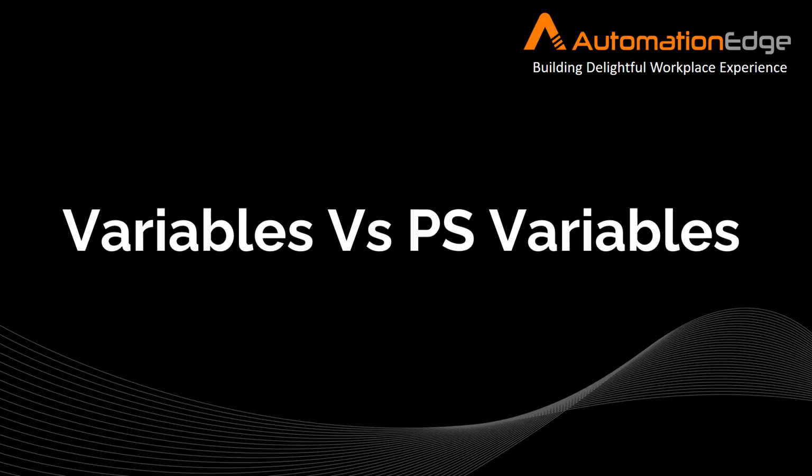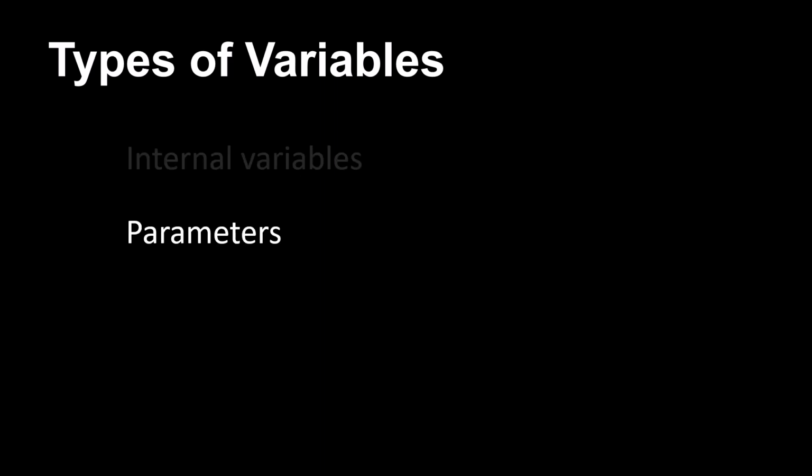In this video, I will compare user-defined variables versus Process Studio or PS variables. Process Studio has 4 ways to capture dynamic user inputs. Internal variables. Internal variables are available internally in Process Studio by default. Parameters. Parameters are defined in the workflow properties to capture workflow inputs in runtime or design time parameters.